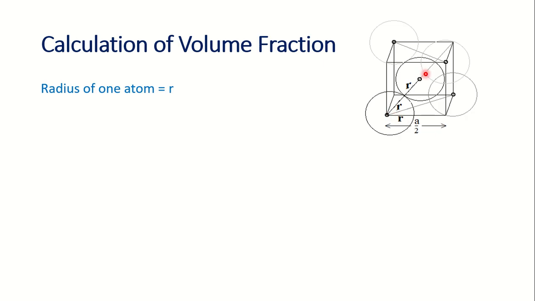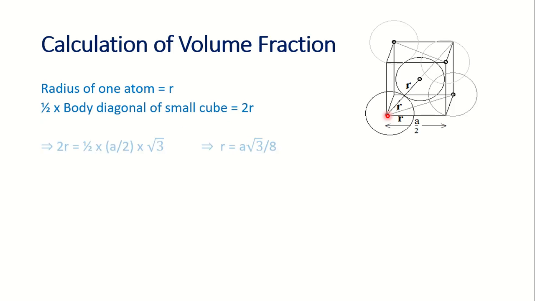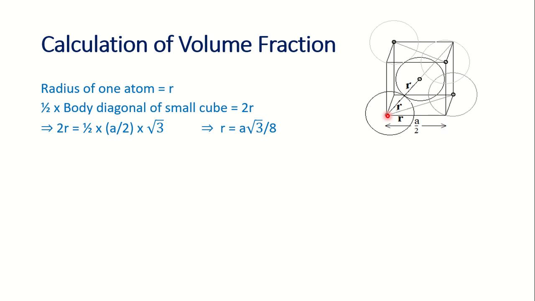How? Look, this point is the center of the body diagonal. So from here to here, 1r, here 2r. So half of the body diagonal is 2r. Okay. So half into body diagonal of the small cube equals twice r. Therefore, twice r equals half into, what is the value of the body diagonal? Edge length into root 3.